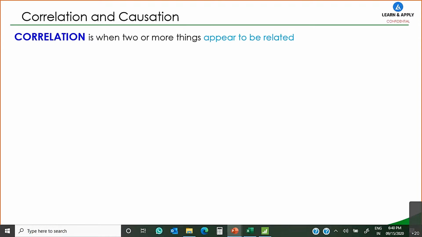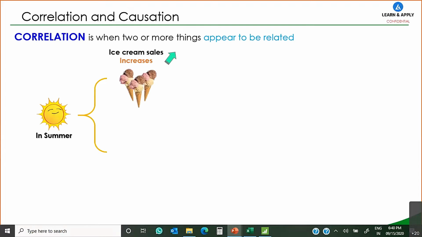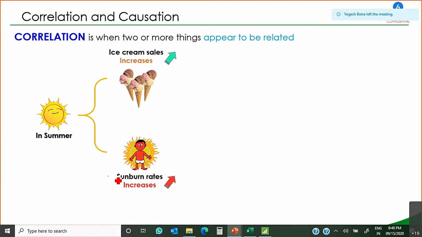Correlation is when two or more things appear to be related to each other. Let's understand that in summer, there is an increase in ice cream sales, right? Because heat is there, we are consuming more ice cream, and that's why there is an increase in ice cream sales. At the same time, sunburn rates are also increasing because of heat. There will be many cases of sunburn.